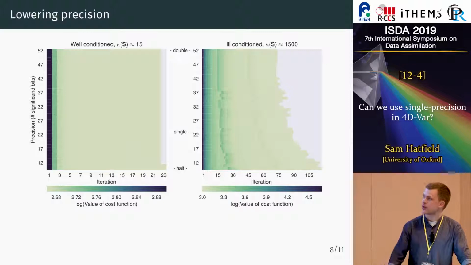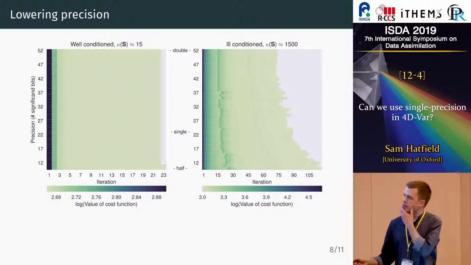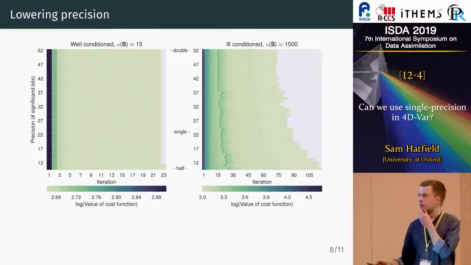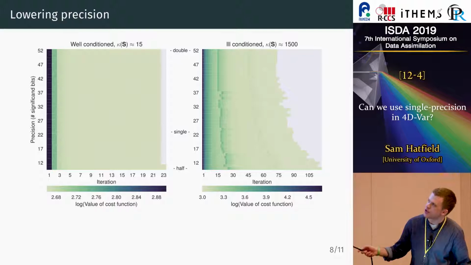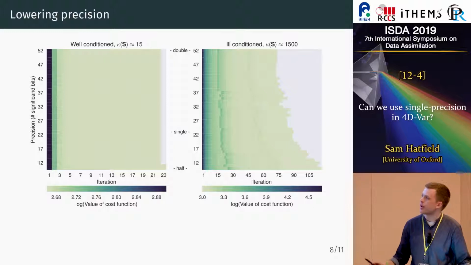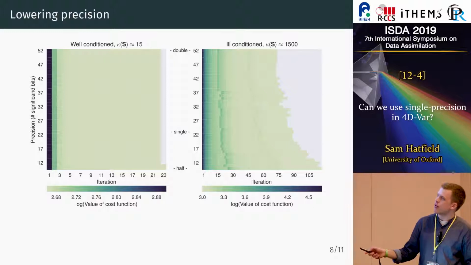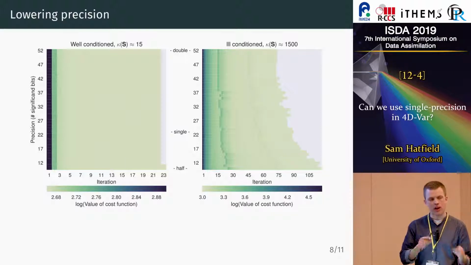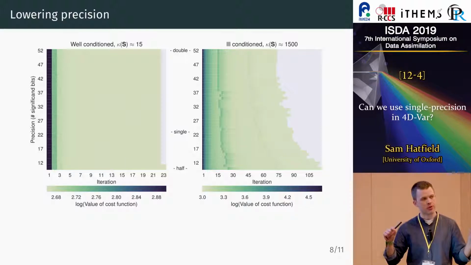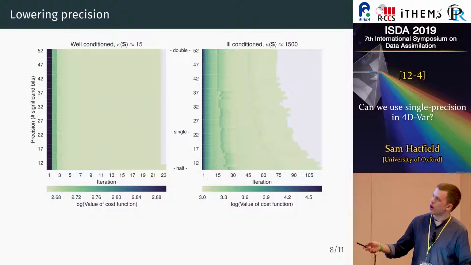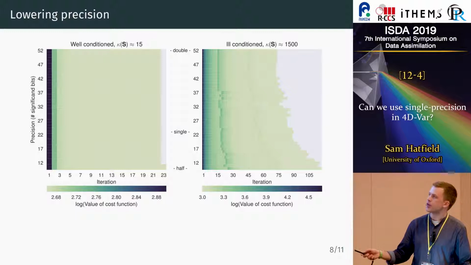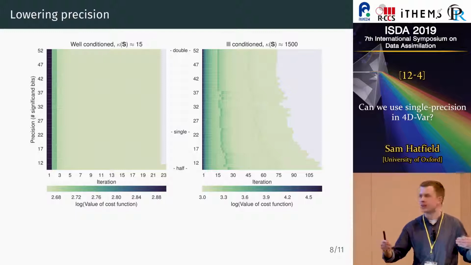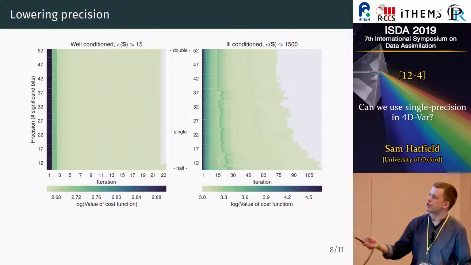So let's look now at the assimilation experiments. On the left, I have the result from the well-conditioned problem, and on the right, I have the ill-conditioned problem. On the y-axis, again, I have precision, so I've got high precision at the top and low precision at the bottom. I've marked out double, single, and half there. And each row on this diagram visualizes the minimization process of 4D-Var. So the color is the value of the cost function at that particular iteration. And you can see going from left to right, we're proceeding through the minimization. So it starts on the left and finishes on the right.